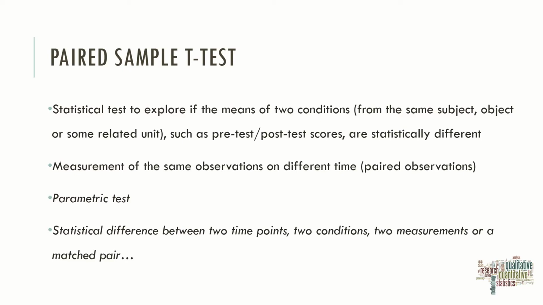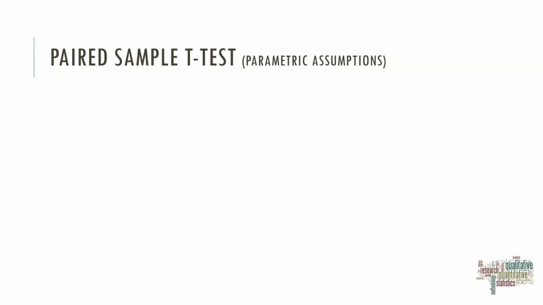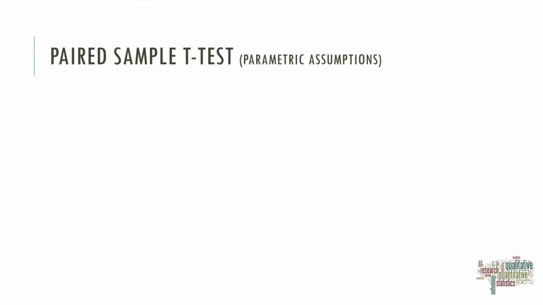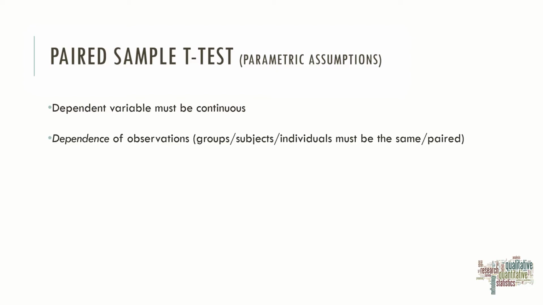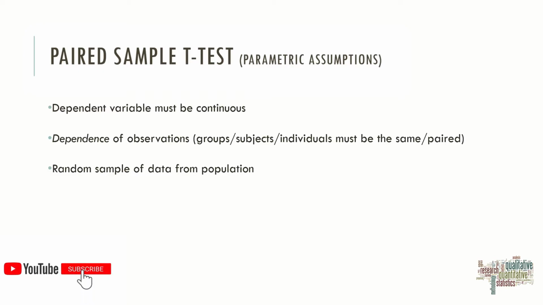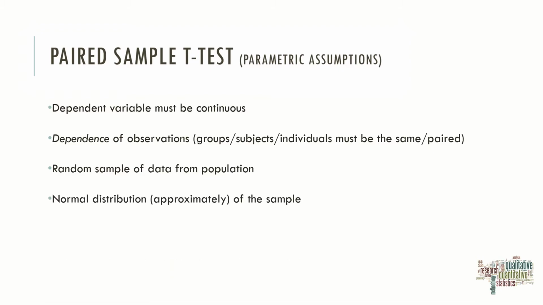Now let's look at the parametric assumptions that we must have in mind when we want to perform a paired sample t-test. So, the dependent variable must be continuous. There must be dependence of observations: the same group, same subject, same individual, okay? We must have a random sample of data from the population. We expect that our data has a normal distribution. We expect also homogeneity of variances, and we expect to have no outliers.